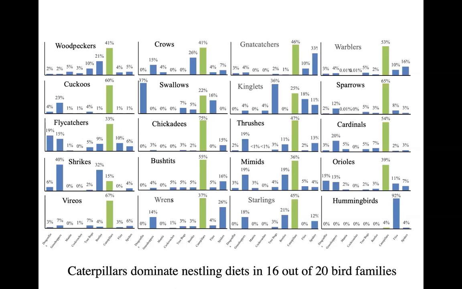She got thousands of pictures, did a lot of identification. And this is a summary of her results. The green bars are the percentage of the nestling diets of 20 of the most common bird families in North America that were caterpillars. And in 16 out of the 20 bird families, caterpillars dominated the diet. So again, what would happen if we design landscapes that don't have enough caterpillars? Most of our birds would not be able to reproduce.